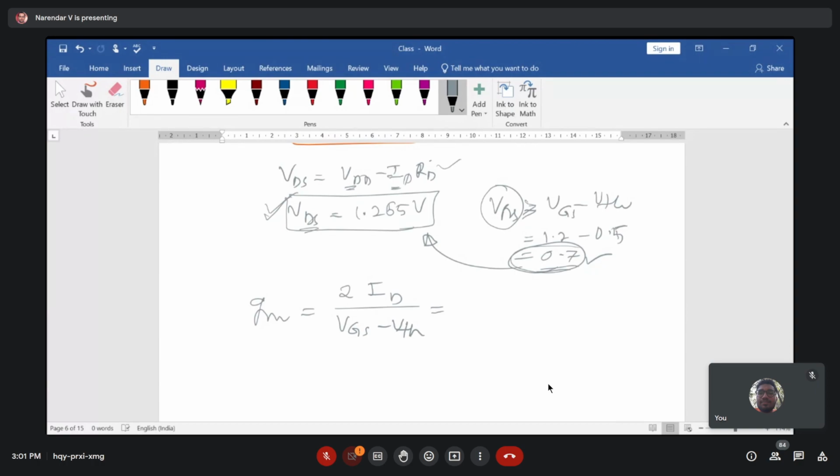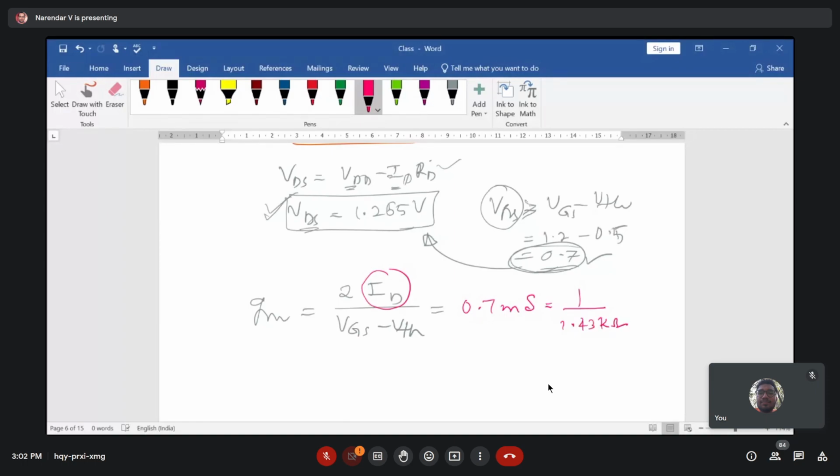You are aware that the value of ID is 245 microamperes, the VGS minus VT value, and 2. So just substitute it, then you will end up with the value of gm, which is equal to 0.7 millisiemens, which in terms of resistance is 1 over 4.3 kilo ohm.